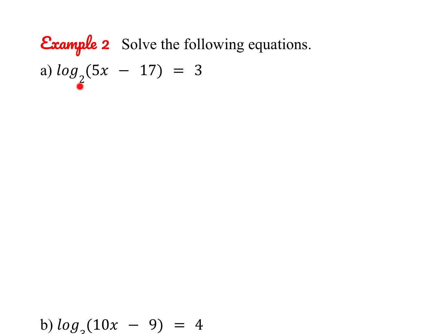Here we have log base 2 of 5x minus 17 equals 3. So here we just have a single logarithmic expression. For this type of equation, we will first try to isolate. Our logarithmic expression is already isolated. So our next step is to rewrite.